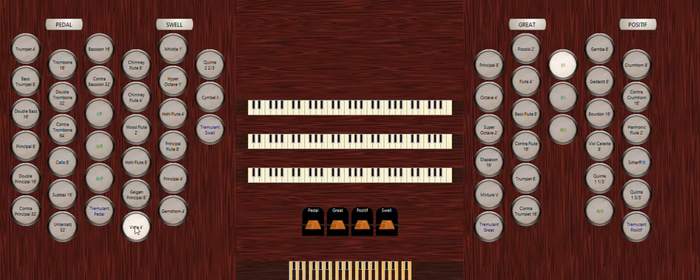A 4-foot Viola, once again super quiet. Four-foot Gemshorn. 4-foot Principal.